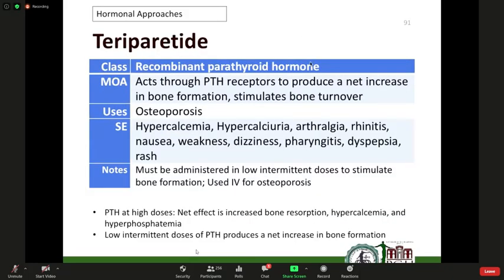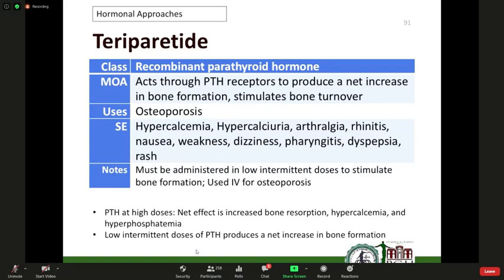Okay, so the next drugs are the hormonal therapies. Teriparatide is a recombinant parathyroid hormone. It's the 1-34 fragment. So parang siguro your question is, why should you use parathyroid hormone when in fact it actually leads to bone resorption? That's true if you give parathyroid hormone at high doses, dire-derecho, continuously. Yes, it will induce bone resorption, hypercalcemia, and hyperphosphatemia. But if you give it intermittently at low doses, such as by giving teriparatide, then this produces a net increase in bone formation. So teriparatide is now considered to be, as I said, one of the drugs for the treatment of osteoporosis.